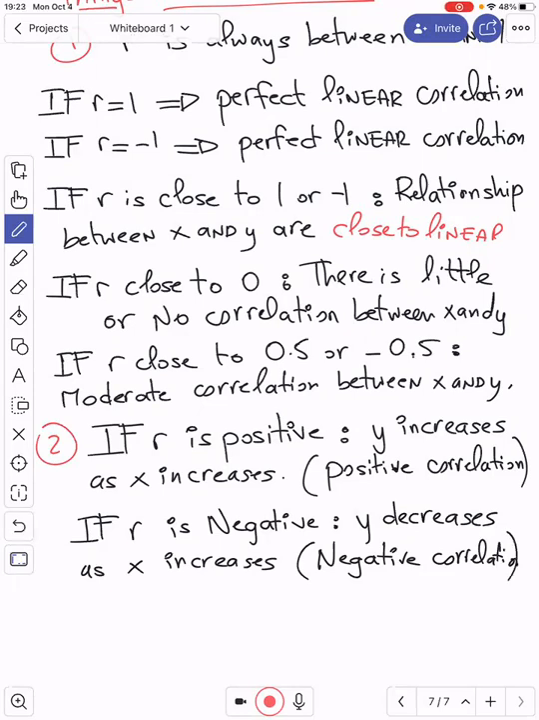One more thing, guys, is that this correlation coefficient is independent of units. It doesn't depend on the units. Let me just write it down here. Last thing to know about R: R is independent of units.